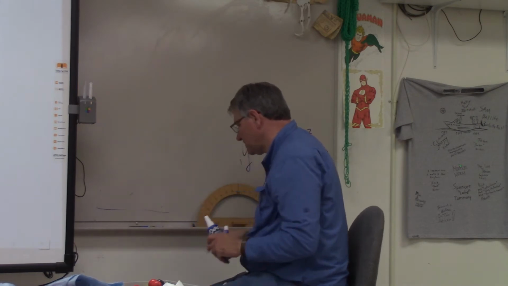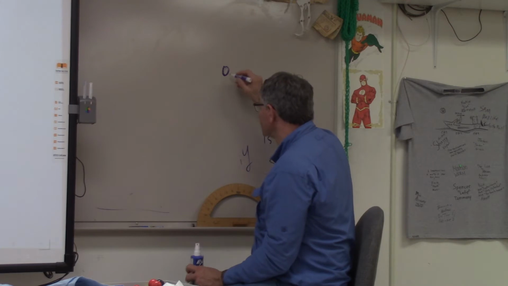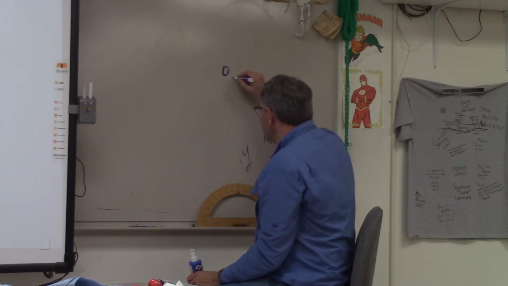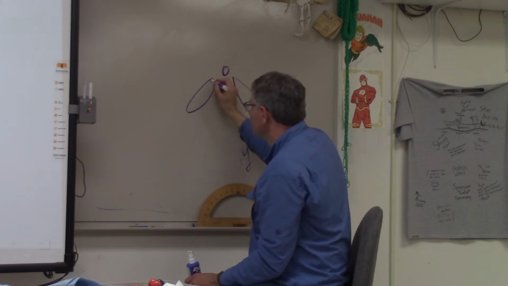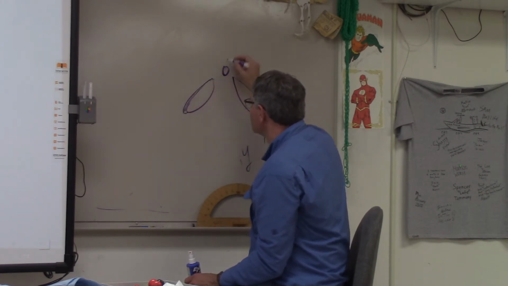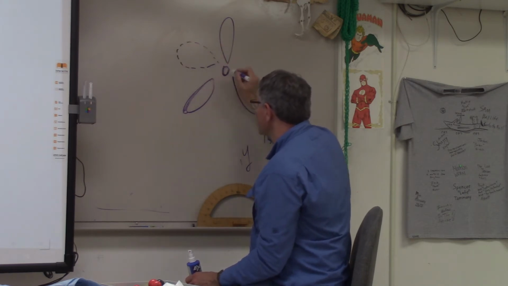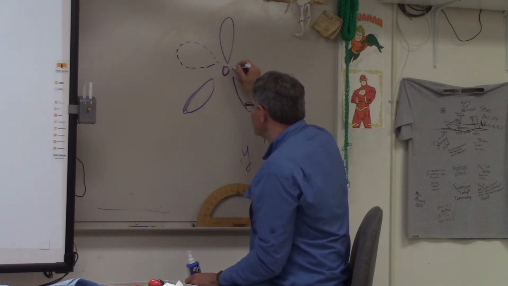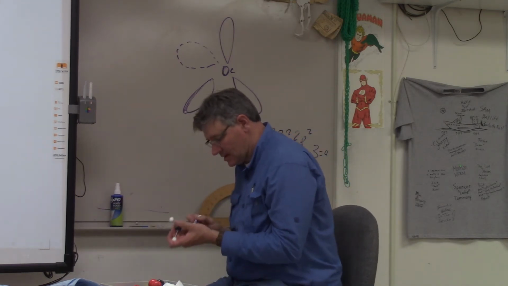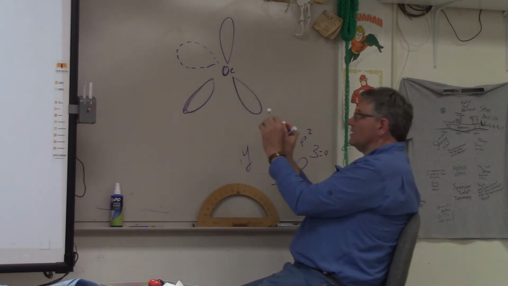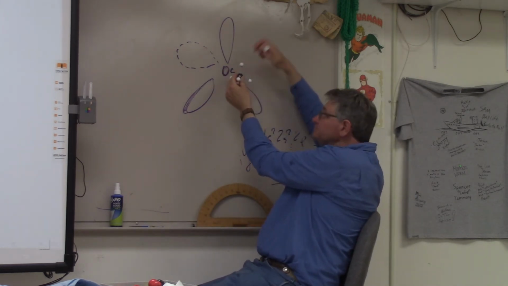So here's what's going to happen. You've got the central carbon atom, there's your nucleus, and this will make sense in just a second. Okay? So there's the carbon nucleus. So what's happened is, this is what we're looking at. So here's the central carbon atom.